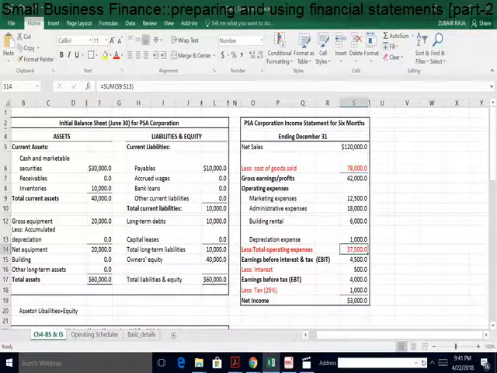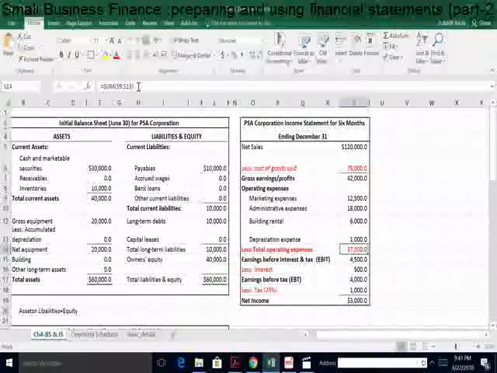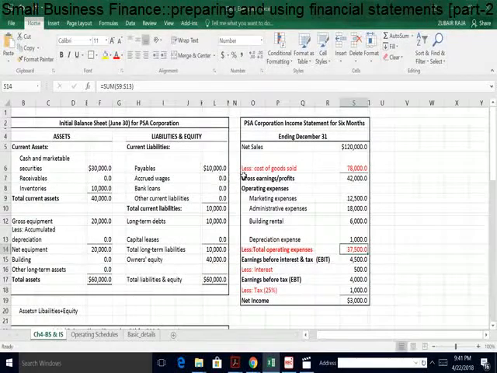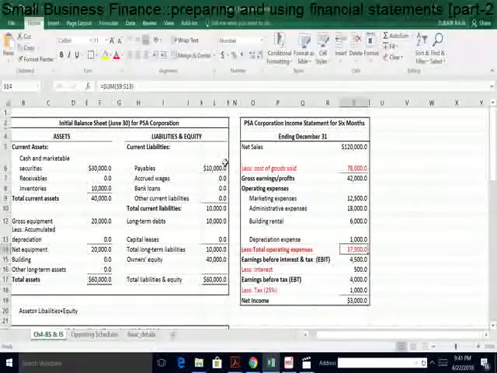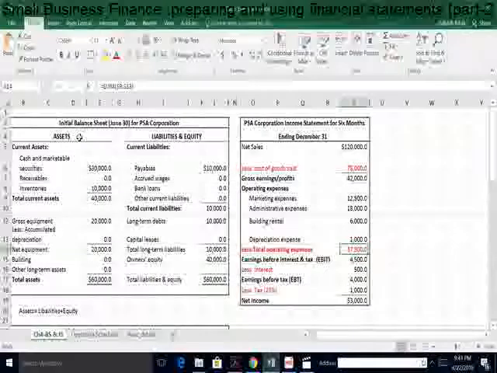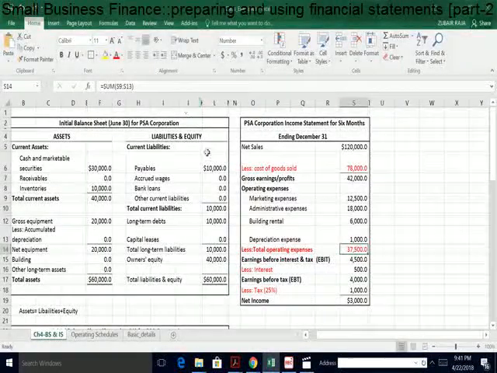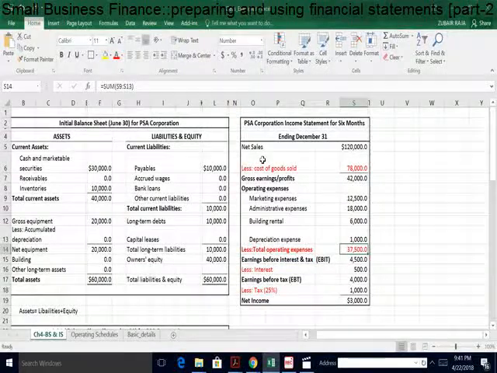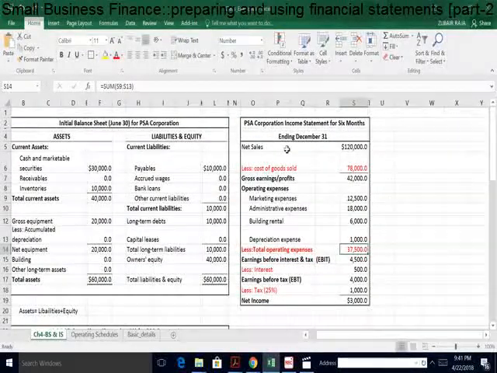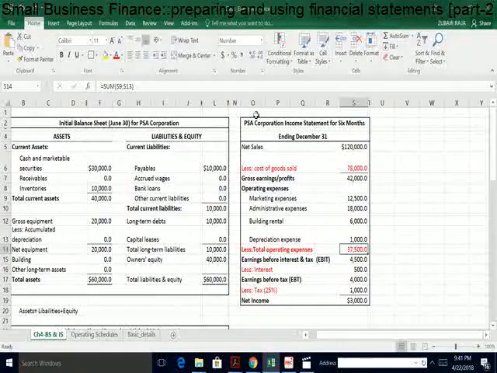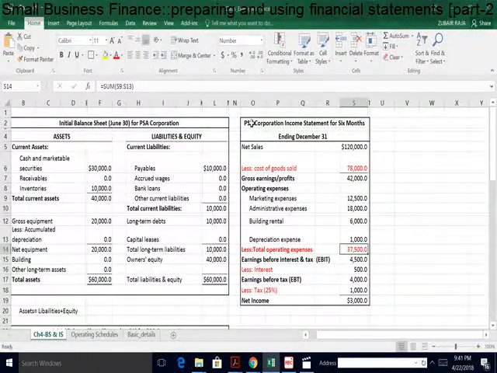Okay, guys, let's move to the income statement of the PSA corporation. From July till December, this new business went into operations, and they produced and sold the scanners. So, this is the 6 month income statement starting from 1st July until the 31st December.